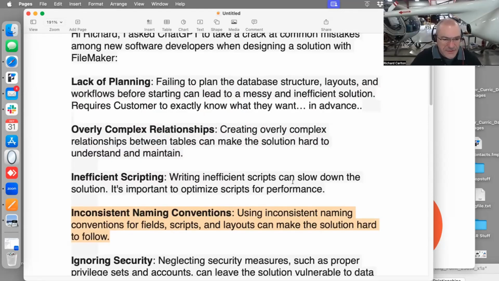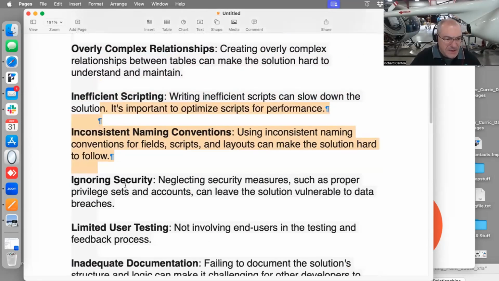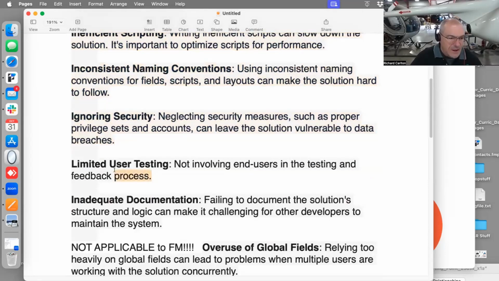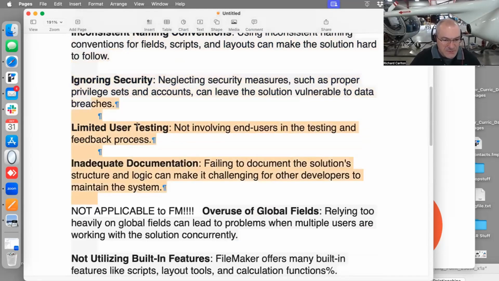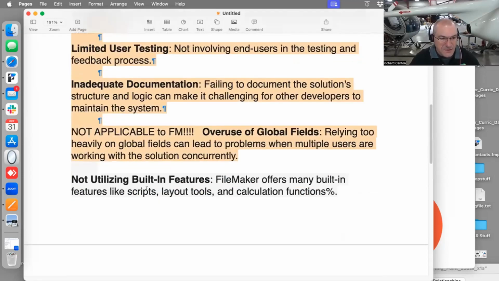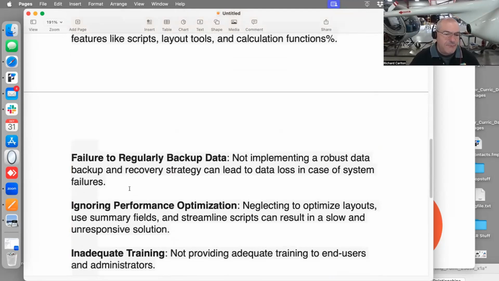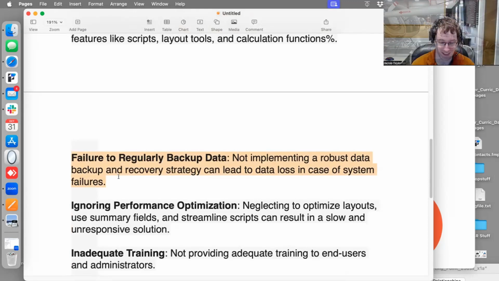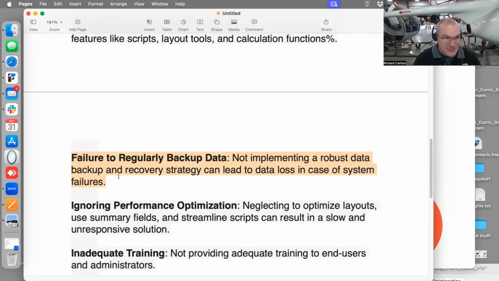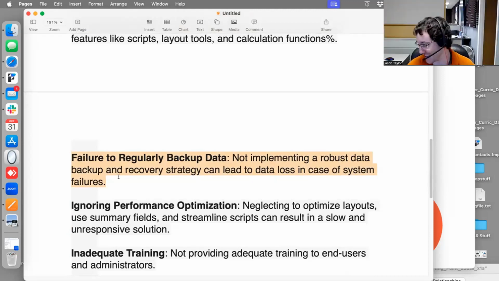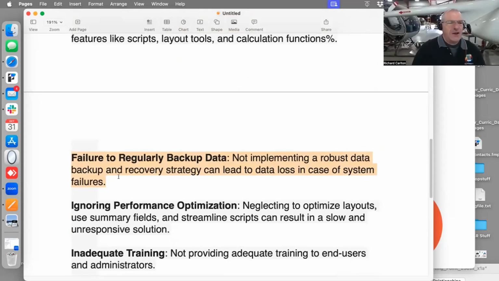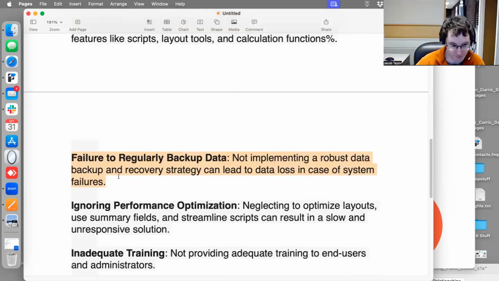So with that one: inefficient scripting, ignoring security, limited user testing, inadequate documentation, overuse of global fields, not using built-in features, failure to back up regular data. Jacob Taylor to the bridge. That's why we're having a whole day on this, right? A whole day. Yeah, we're doing several actually. Technically it's Thursday and Friday. We'll work up to the big one on Friday.